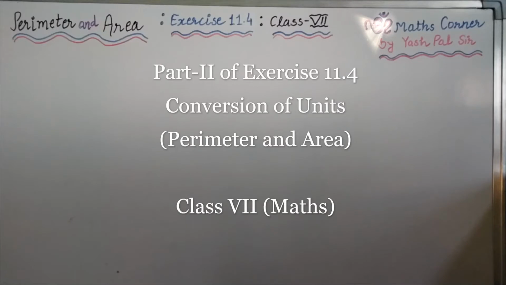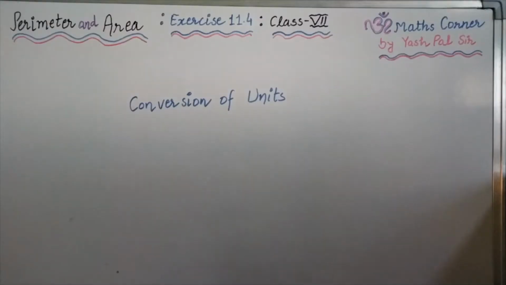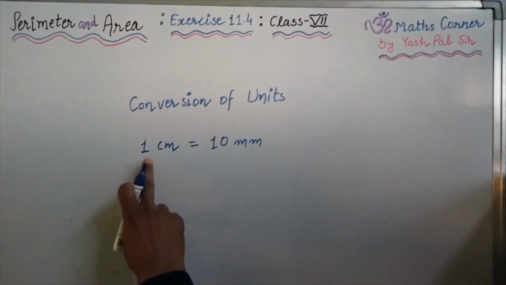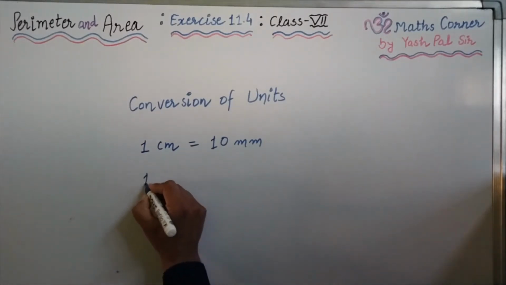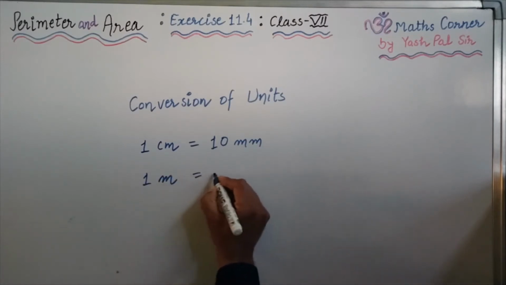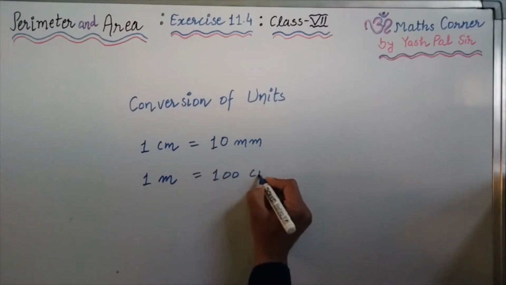Exercise 11.4. Today in this exercise we are going to discuss conversion of units. For example, 1 centimeter is equal to 10 millimeter. 1 meter is equal to 100 centimeter. The name of the chapter is perimeters and areas.